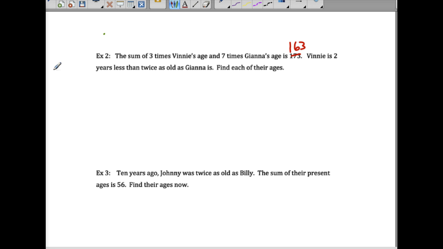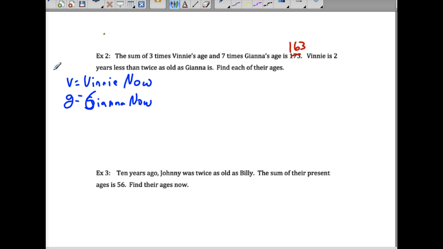All right, let's do this. Hey, what variable would we use for Vinny? Cardboard cutout. V. And then that's Vinny now. And guys, since we're doing age problems, if you don't want to throw the word age in there, just go Vinny now. That's fine. G equals Gianna now. Does it talk about any time change? Vinny is 2 years less than twice as old as Gianna is. Find their ages. No, guys, it doesn't talk about a time change. It doesn't say a time ago or in the future. There's nothing in the past or in the future.